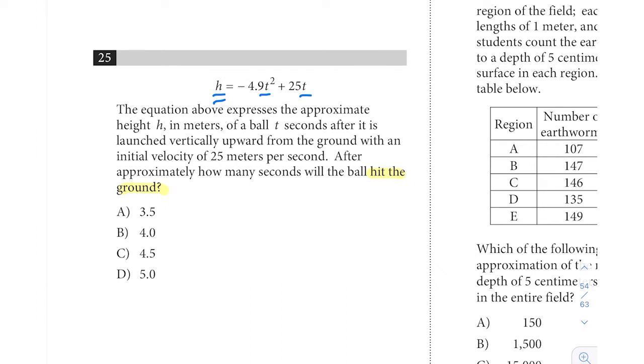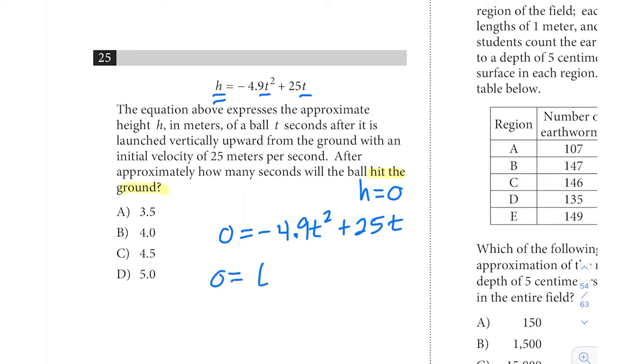So if the ball hits the ground, that means that your height at that point is going to be 0. So when the ball hits the ground, that is the way that they sneak in that numerical value for height. Height is 0, and now we're going to plug that in and solve this equation. And so here we have 0 equals negative 4.9 t squared plus 25 t. And in this case, we can factor out a t and set up two factors.